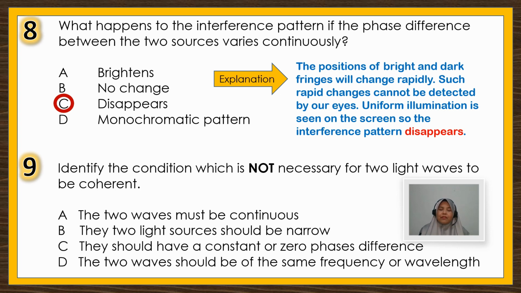Okay, and for question number 9, identify the condition which is not necessary for two light waves to be coherent. Referring to the choices given, the best answer is B, because the two light sources should be narrow. Actually, narrow refers to the size of the slit.